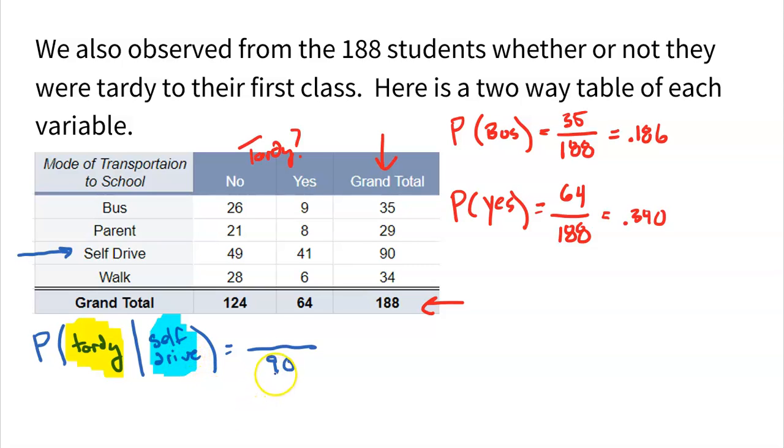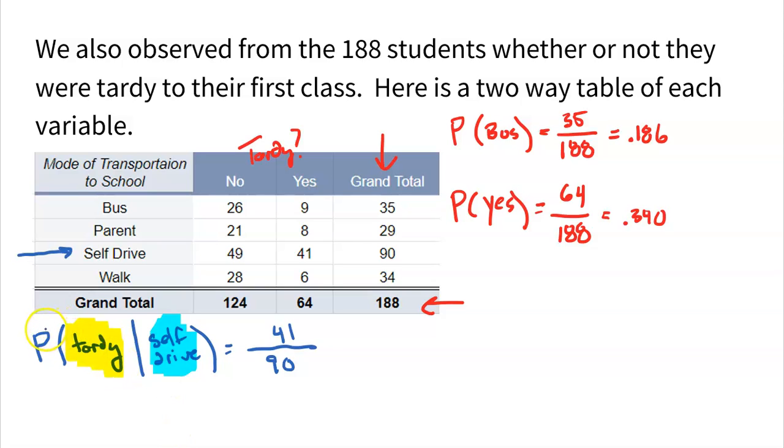So of those 90 kids, amongst the kids that drive themselves to school, 41 of them were tardy. Again, this is called a conditional proportion because there's a condition, right? We're combining two variables at once here. Now, we're only going to get one statistic, one value, but that one value came from looking at the connection of two things. So I'll repeat the question one more time. Amongst the kids that drive to school, what proportion are tardy?